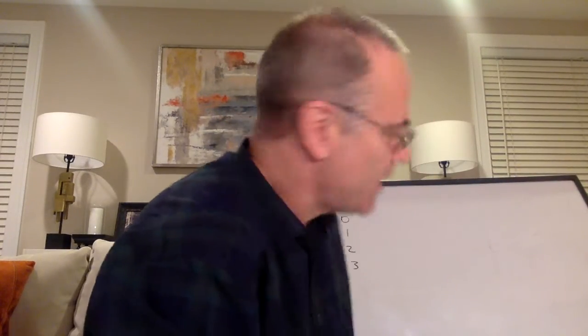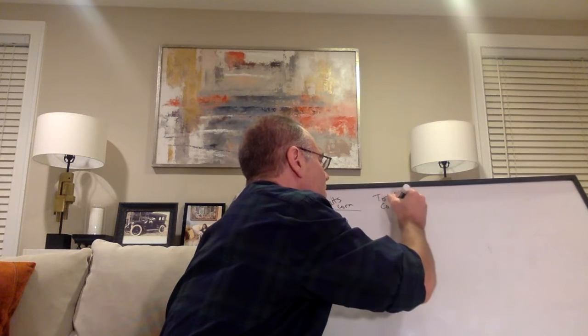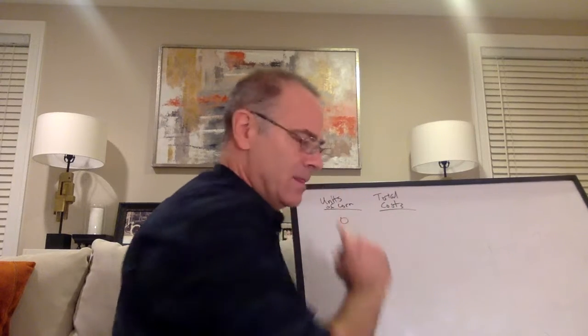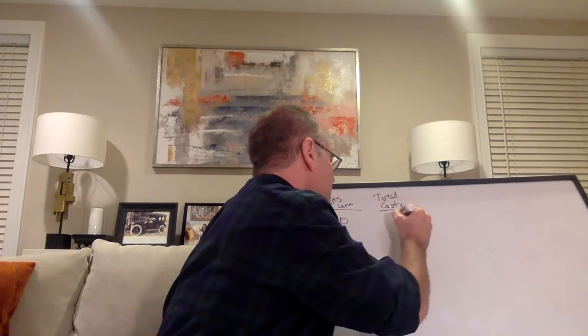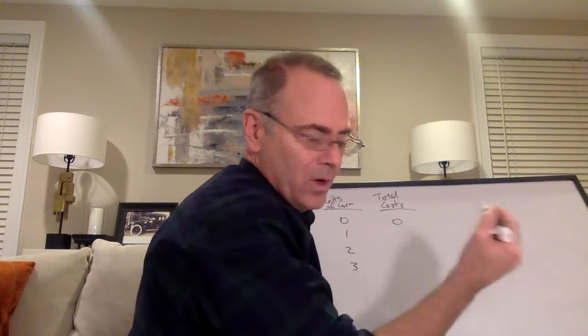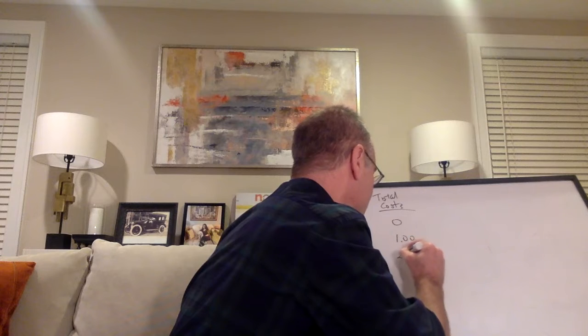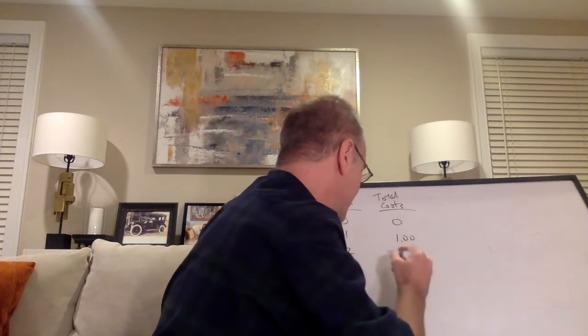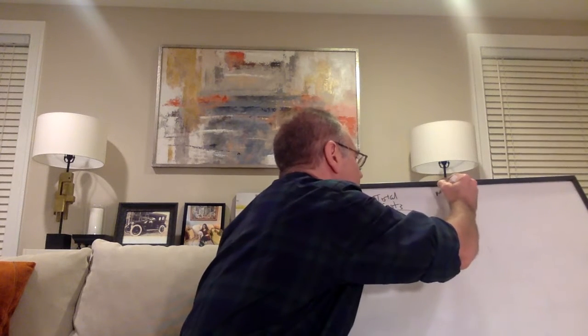And then write the total cost. If you produce 0 bushels, total cost is 0. If you produce 1 bushel, total cost is $1. If you produce 2 bushels, the total cost is $2.10. 3 bushels, total cost is $3.30. Okay.